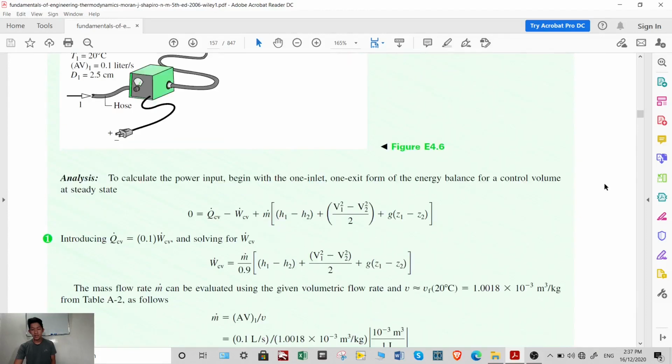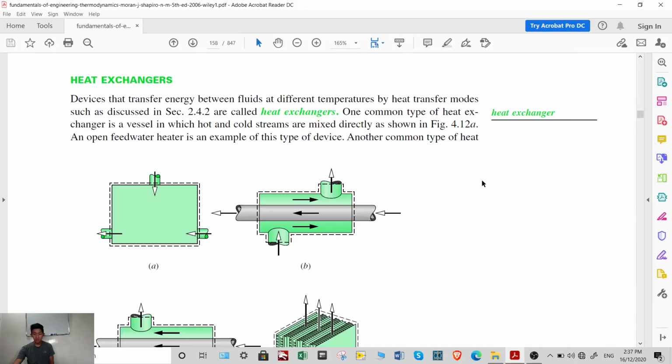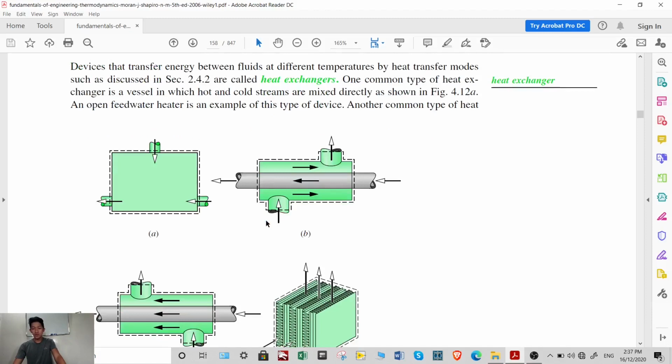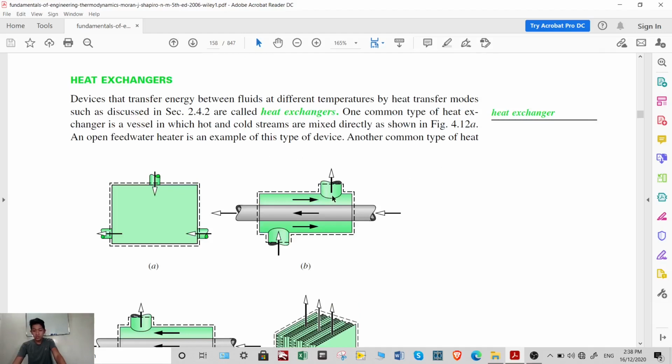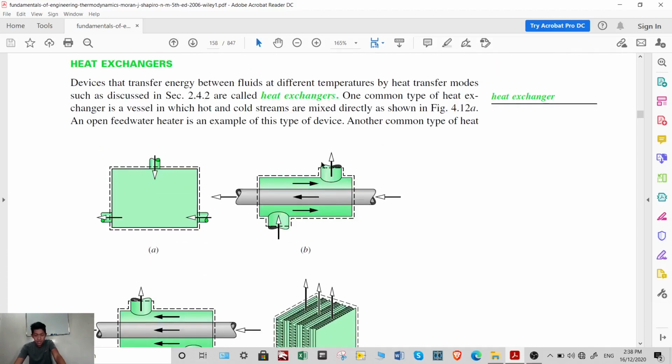And then you have heat exchangers. Heat exchangers are devices that transfer energy between fluids at different temperatures. The purpose is from the word itself, heat exchange. You have a higher temperature fluid and a colder temperature fluid, and the purpose is to cool the hotter fluid. There are numerous applications. Work is zero here; there is no work applied. What happens is only heat transfer.